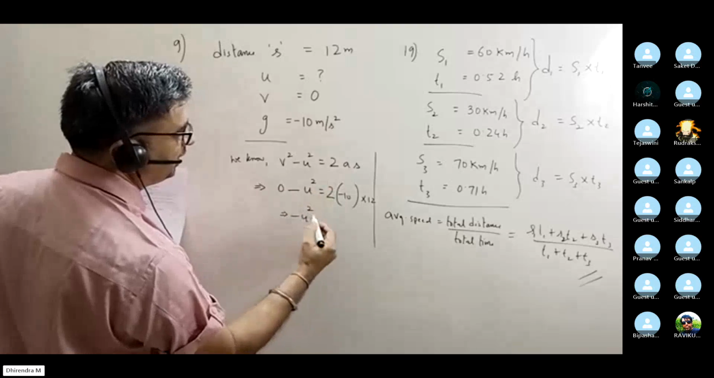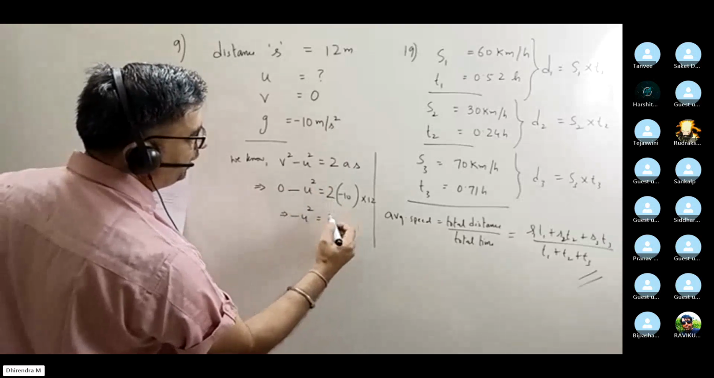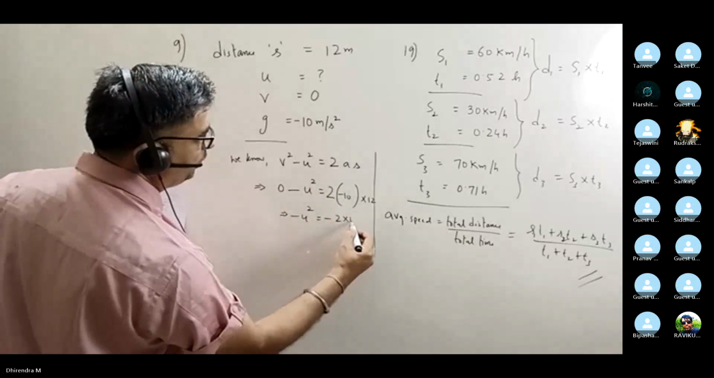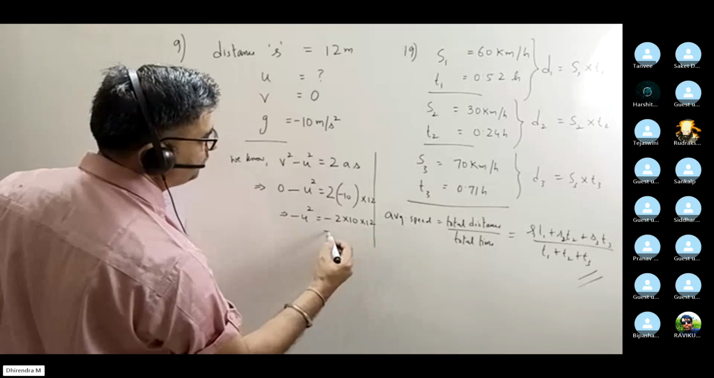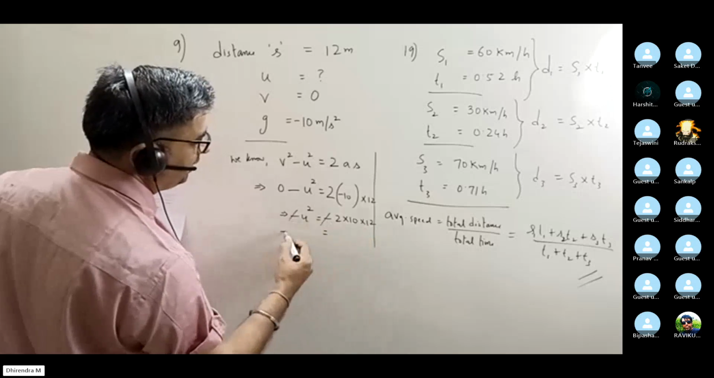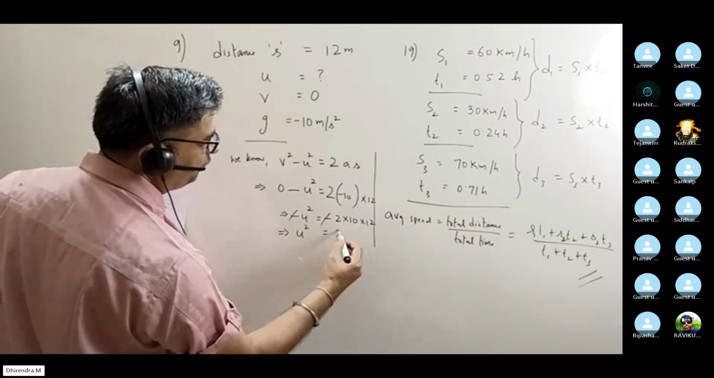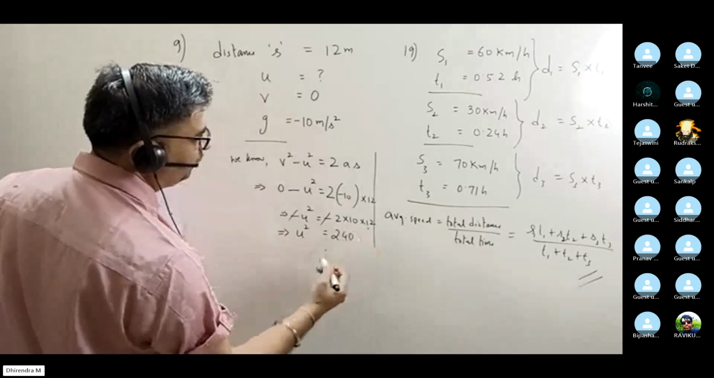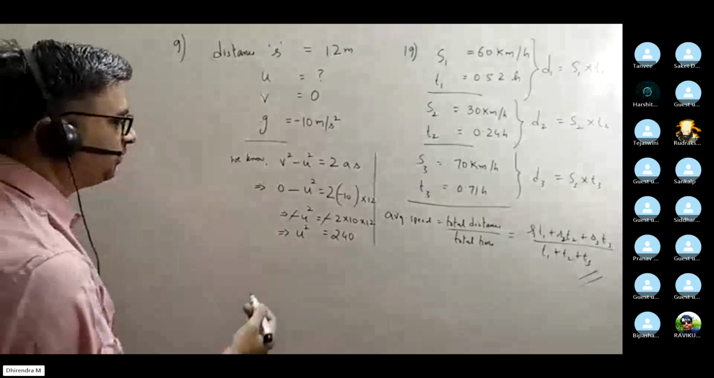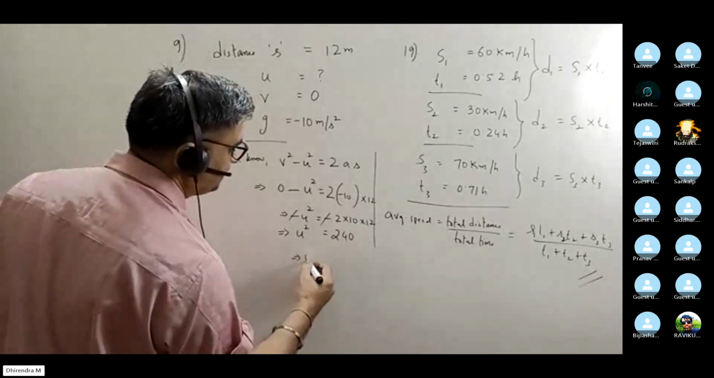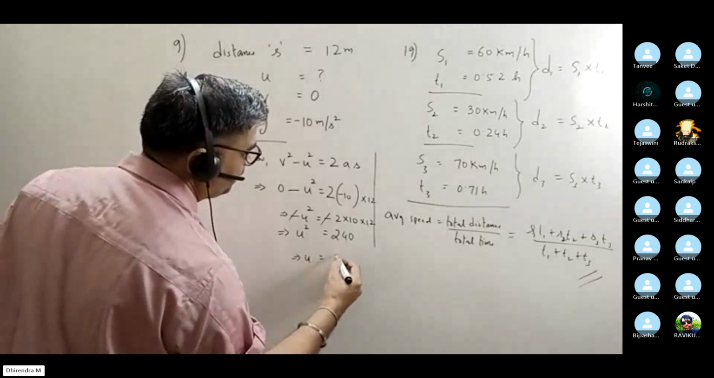That gets us minus u square. Don't miss out on the minus, folks. You'll get the answer wrong otherwise. Is equal to 2 into minus 10 into 12. This is minus and minus gone. That implies u square is equal to 240. So 240 is equal to how much now?